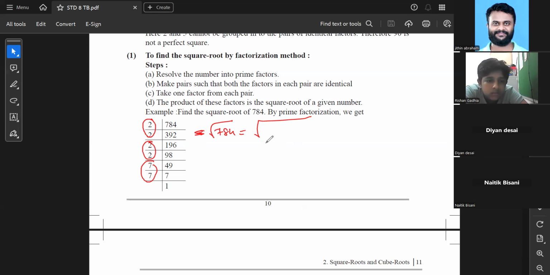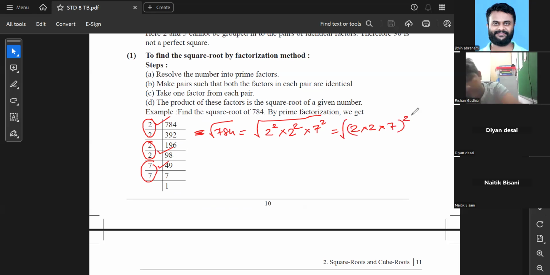Just for those children who might not have understood the procedure, I'll explain everything once again with this new example. Here you have 2 multiplied by 2. I'll write 2 square instead of that. For the second pair, I'll write again 2 square. For the third pair, again 7 square. Now, as you know, I can take the square common. So I get 2 multiplied by 2 multiplied by 7, then whole square. Then I'll write the square root. Square and square root get cancelled. Then I'm left with 2 multiplied by 2 multiplied by 7, which is nothing but 28.